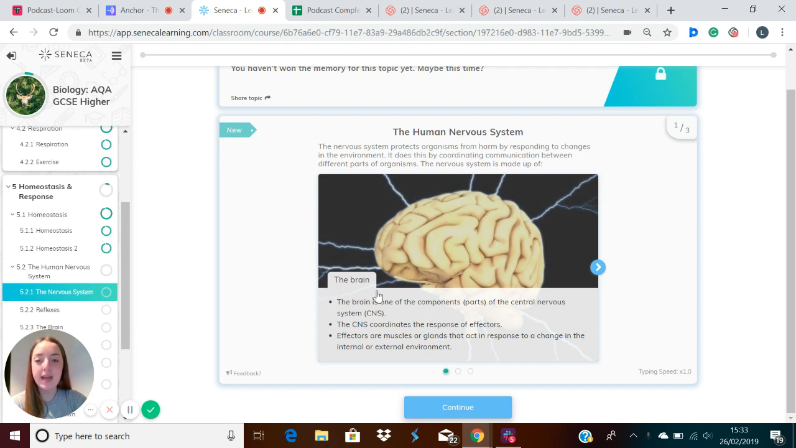One part is the brain. And this brain contains parts of the central nervous system. The central nervous system coordinates the response of effectors. And effectors are the muscles or glands that act in response to a change in the internal or external environment.